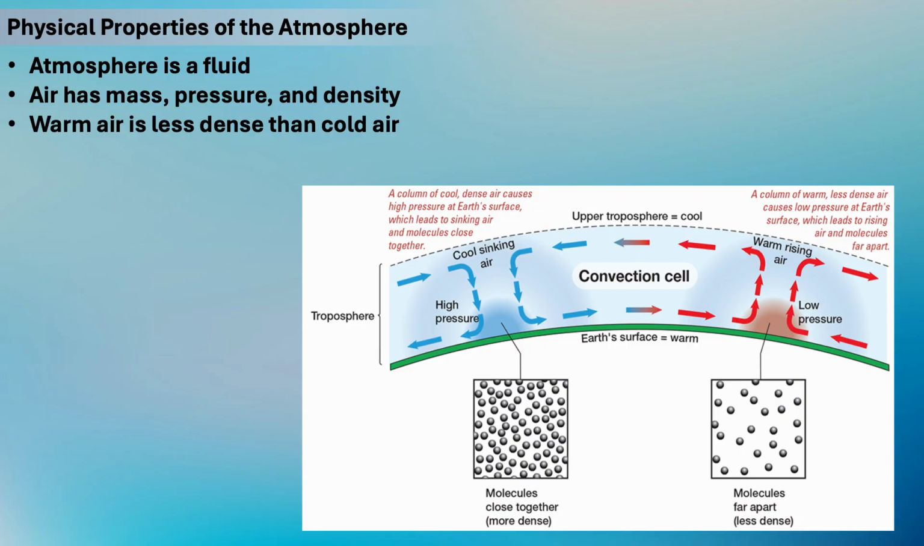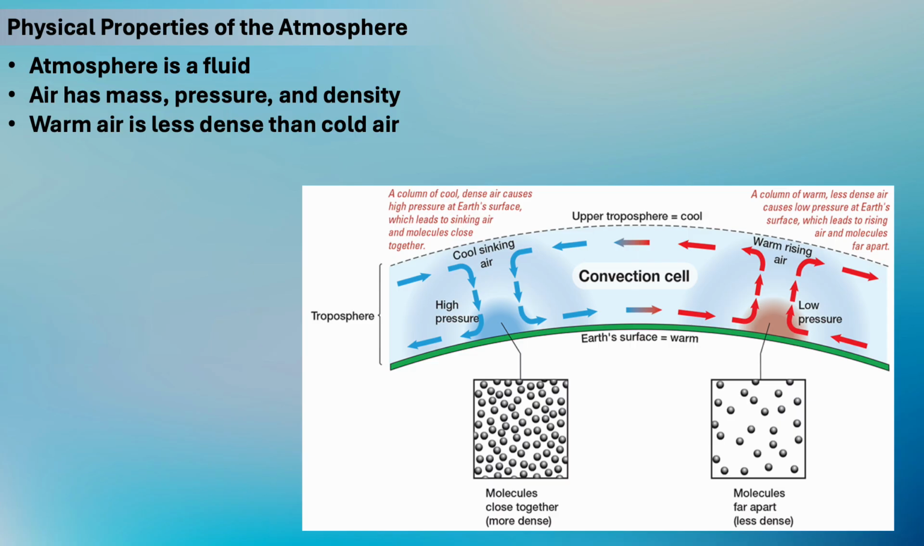To understand air-sea interaction, we must treat the atmosphere as a physical system and not just the air around us. The atmosphere is a fluid. Just like water, it has mass, it occupies space, and it responds to forces. Because air has mass, it exerts pressure on Earth's surface. Atmospheric pressure is simply the weight of the air above a given point.